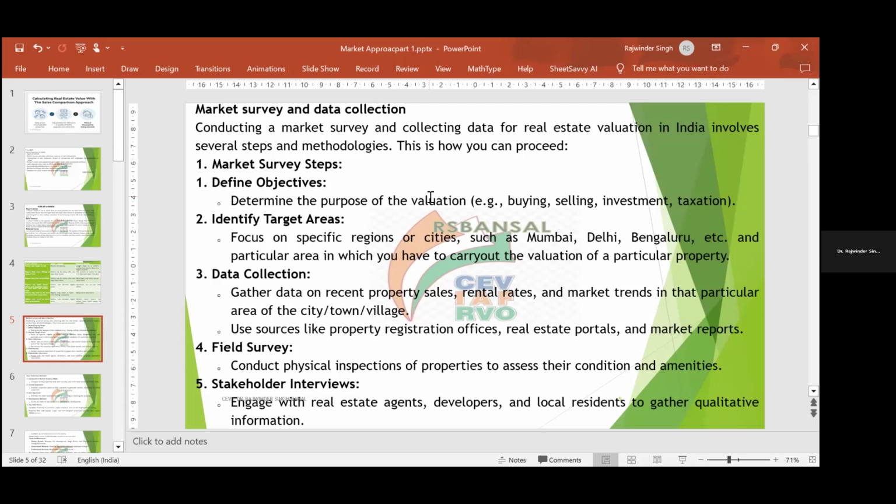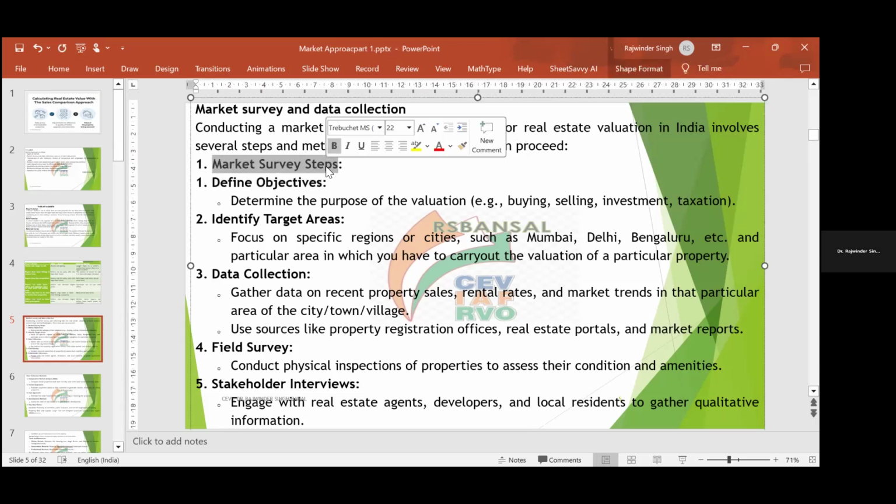So what are the sources from where you can get data? When you do a market survey, first you should know what steps you have to follow. First thing is you define your objectives. What is the objective of your data collection? Determine the purpose of valuation. So the objective will be defined from the purpose of valuation. Whether you are doing valuation for buying, for selling, for investment or taxation, accordingly you have to collect the data.